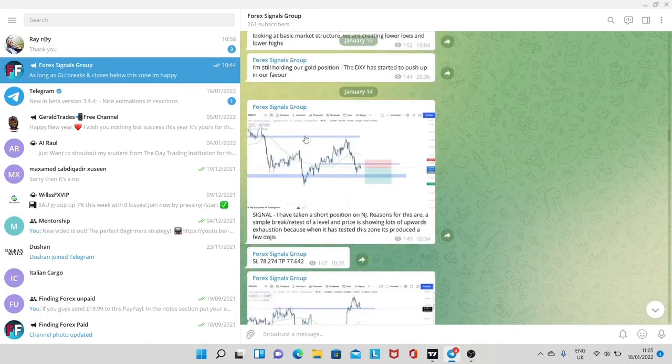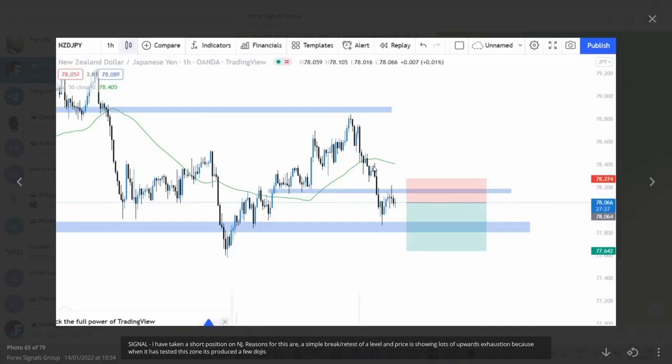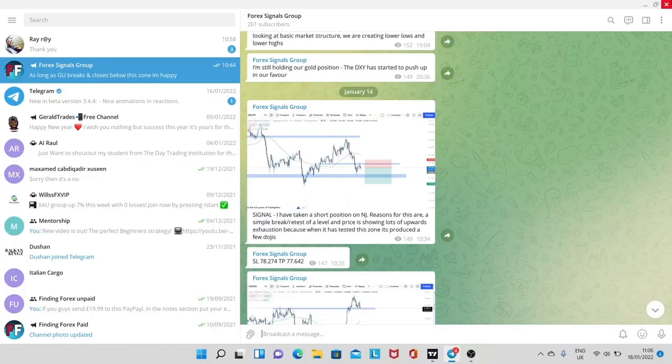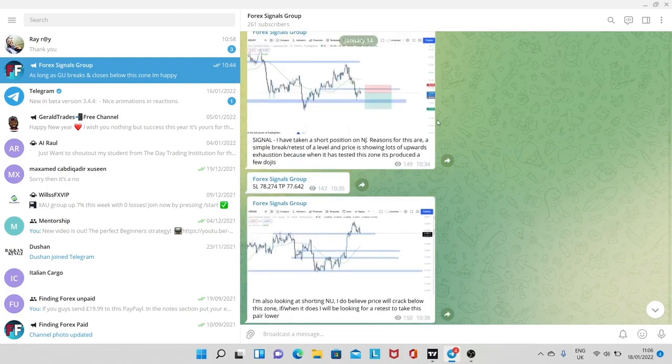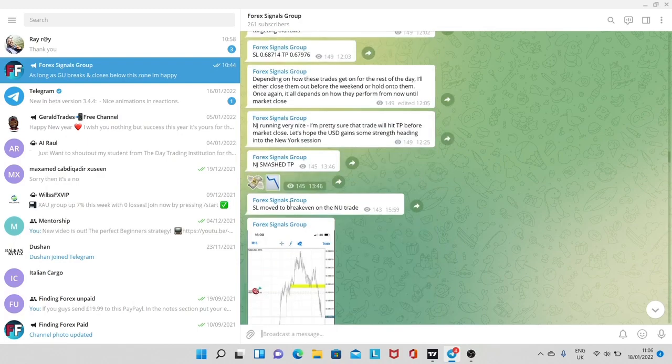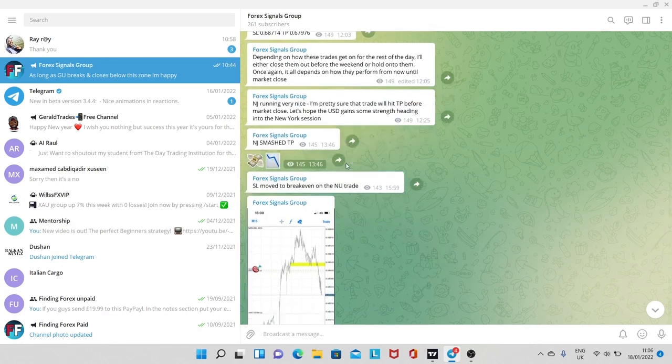I think that was a bit further up. Here we go. Signal, I've taken a short on NJ. Reasons for this are a simple break and retest of a level is showing lots of upwards exhaustion, and when it has tested this zone, it's produced a few dojis. Beautiful trade. It broke this structure. It came up to here. And when you see dojis, it's exhaustion, and then you can target lower. This trade absolutely smashed take profit very, very quickly. I think I sent this at 10:34, and by 2 o'clock, so 4 hours, it had smashed take profit.